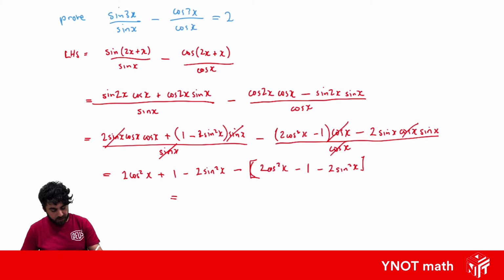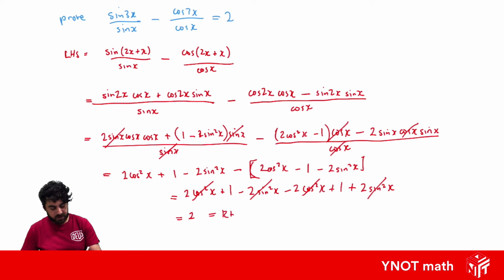Let's just expand our bracket first. So we get 2 cos squared x plus 1 minus 2 sine squared x minus 2 cos squared x plus 1, so expanding that minus out, plus 2 sine squared x. Now 2 cos squared x minus 2 cos squared x cancel, minus 2 sine squared x plus 2 sine squared x cancel, and we're just left with 1 plus 1, which is 2, which is our right hand side.